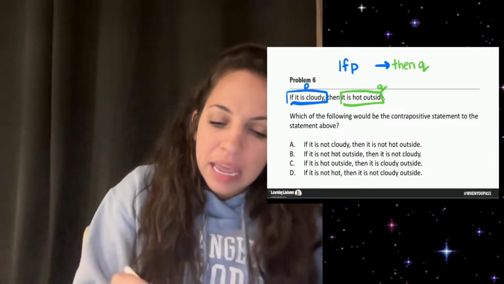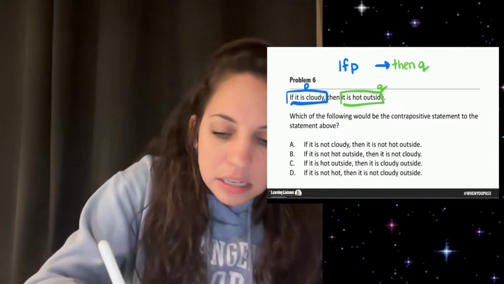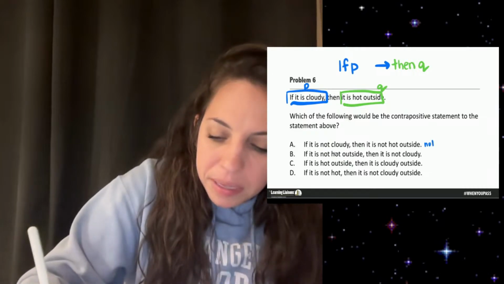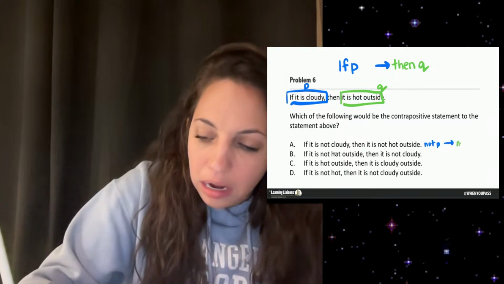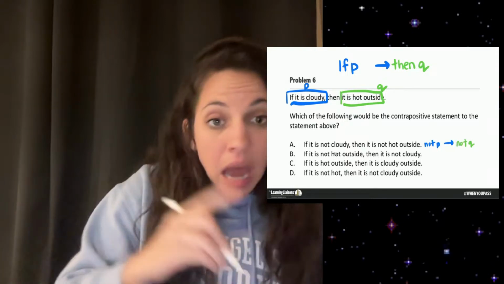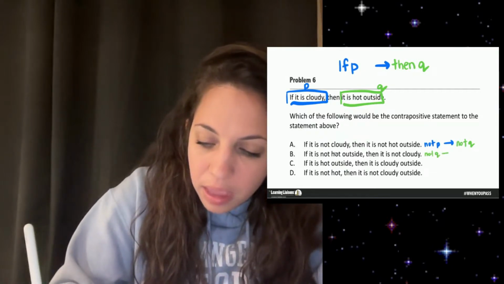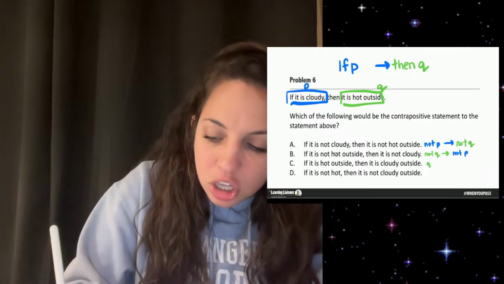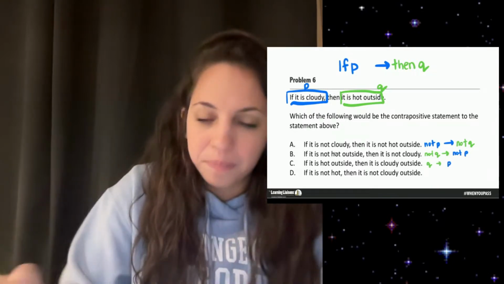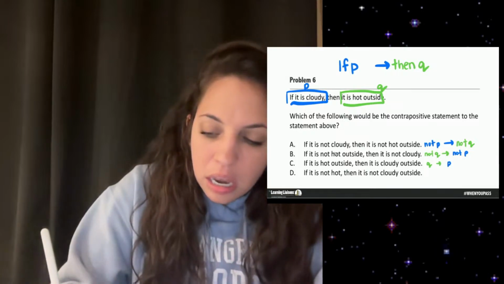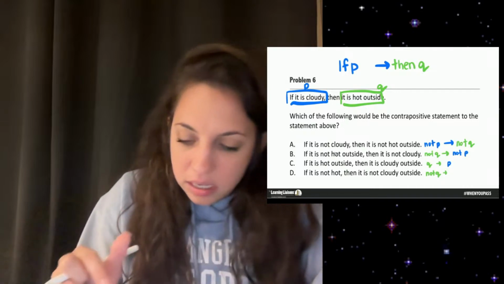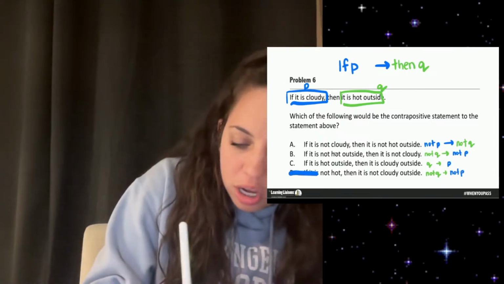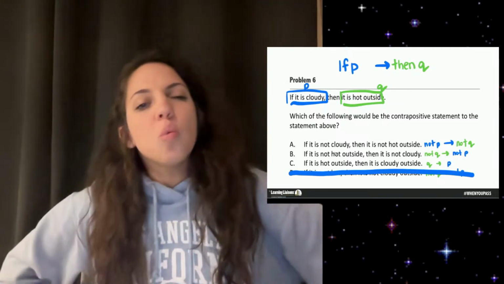So if it's cloudy, then it's hot outside. If it is not cloudy, so this is not P, then it is not hot outside, not Q. If it is not hot, so this is not Q, then it is not cloudy, not P. If it is hot outside, so if it is Q, then it is cloudy outside, then it is P. And if it is not hot, not Q, then it is not cloudy outside, not P. Oops, we have the same answer twice. My fault. So B and D are the exact same, so we're just going to cross off D because it's the exact same thing as B. So which one of these is contrapositive?